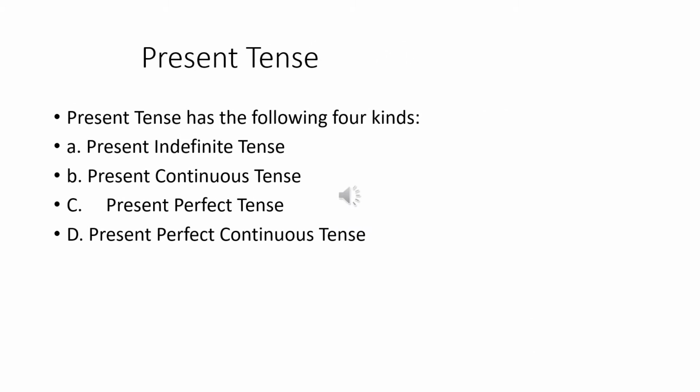My dear students, let's talk about the first form of tenses, present tense. Present tense has four aspects: present indefinite tense, present continuous tense, present perfect tense, and present perfect continuous tense.